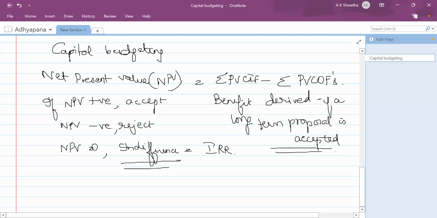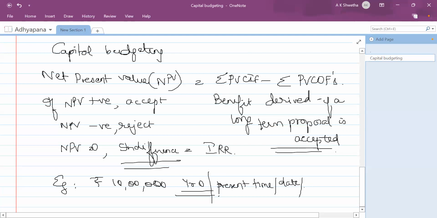So it is the sum of inflows minus the sum of outflows, but we are bringing it to present value terms. So let me just give you a random example. Say rupees 10 lakhs is invested in a machinery in year zero. Year zero is nothing but the present as of now. The present time or the present date, or now, is what you call as year zero. Suppose 10 lakhs is to be invested in a machinery.